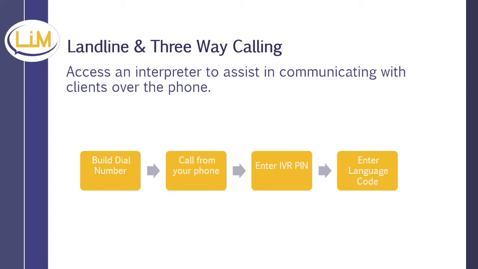The great thing about this is you can actually make three-way calls. So if you want to talk to a client, let's say you want to schedule a client, you can bring an interpreter into that phone call. It takes 20, 30 seconds to do so, to go through the steps. It looks a little funny because you see that there's a bill dial number, call from your phone, enter PIN, but we'll go into the web-based platform after and I'll show you where all that information lies. It's actually very simple.